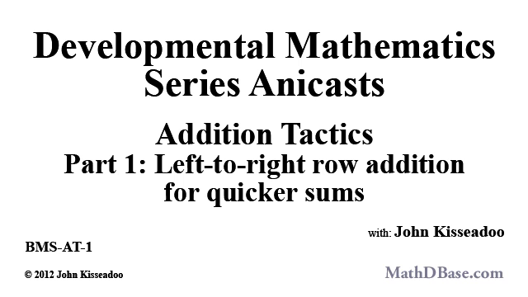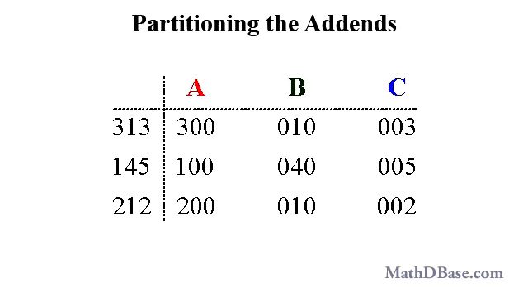In this installment in the Developmental Mathematics series, I will discuss addition tactics, part 1, left to right row addition for quicker sums. Though most of us learn to add from right to left, starting with the units column, moving one by one through the columns with higher place value, addition from left to right by rows is much more efficient, partly because it is much more like how we read.